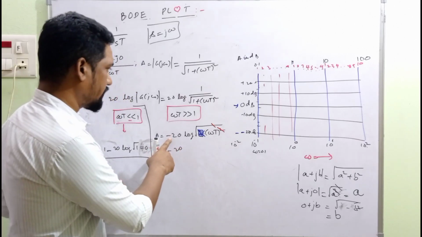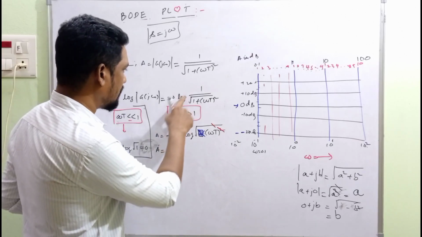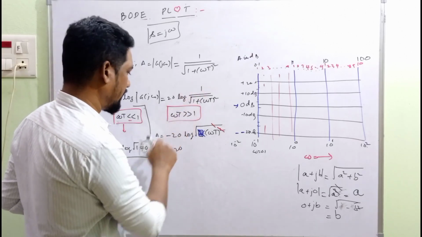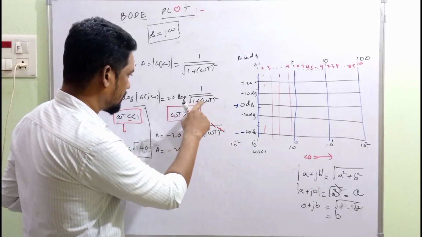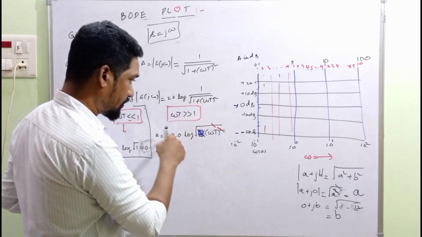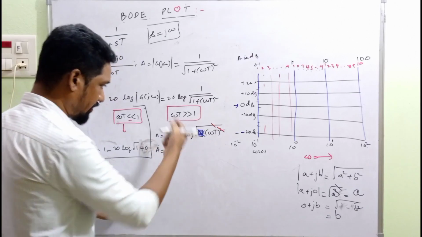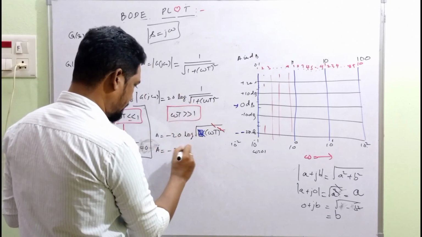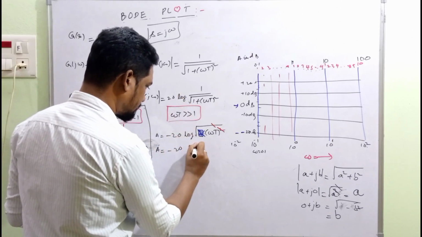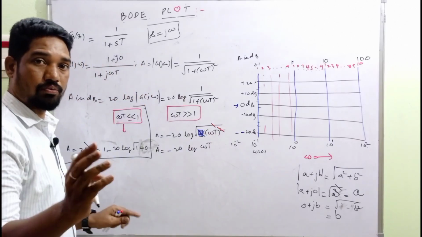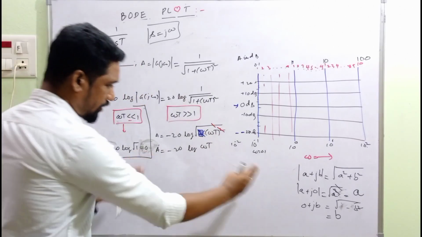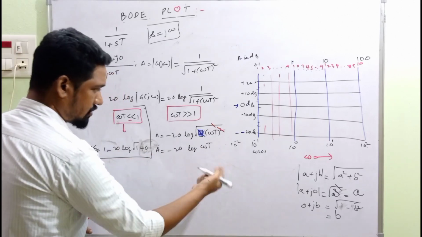Guys, please make a note over here. I didn't write 20 log 1 is 0, so I left it. I didn't write it, okay? So it's straight away minus 20 log ωT, I have written this one. So please don't get confused over here. It would be a waste of time, so I didn't write down that one.